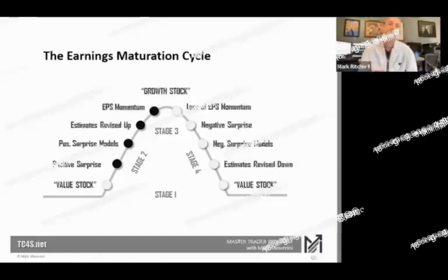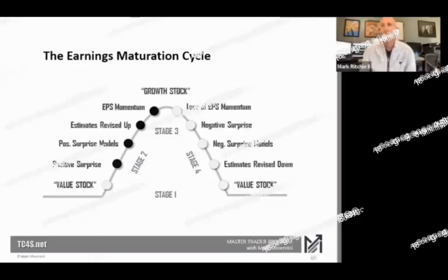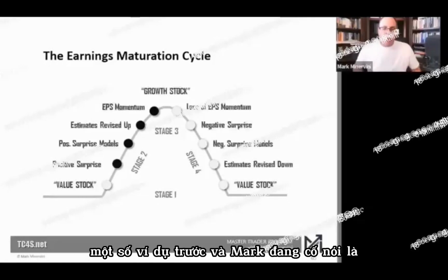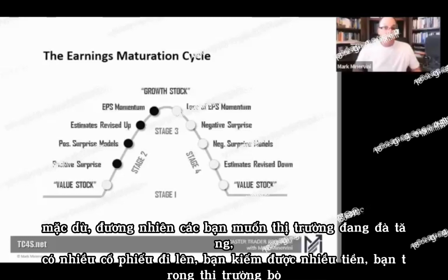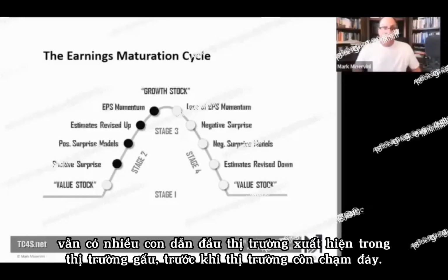And that's why this slide is really powerful, especially for those of you who want to play names for bigger moves. You have to understand this concept. I think that's a great point, and it keys off some of the previous examples. What Mark is saying is that you don't have to have the overall market in a stage 2 uptrend. In some cases, although you would like the market, ultimately, when you're getting a lot of stocks doing well and you're making a lot of money, you're in a bull market. However, a lot of leaders emerge in bear markets before the market even makes its low.